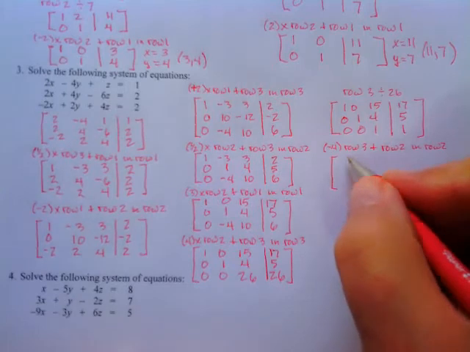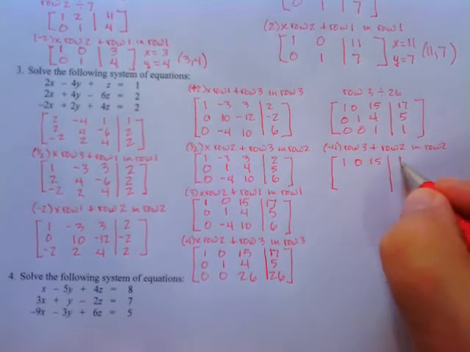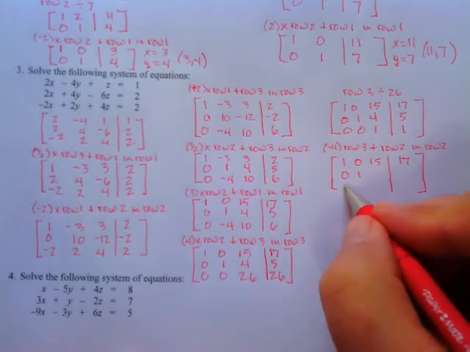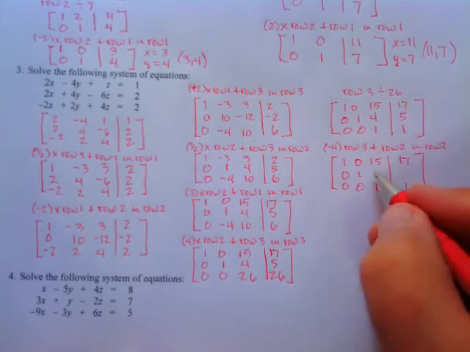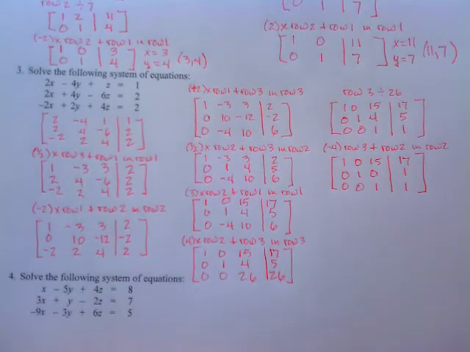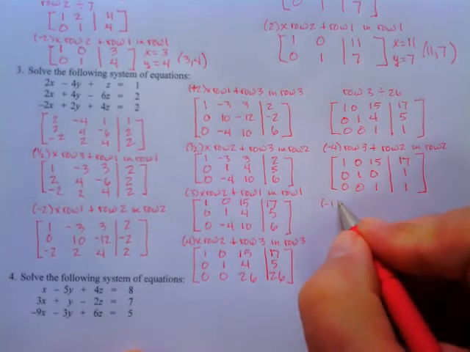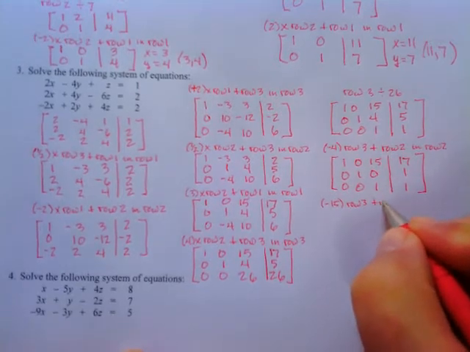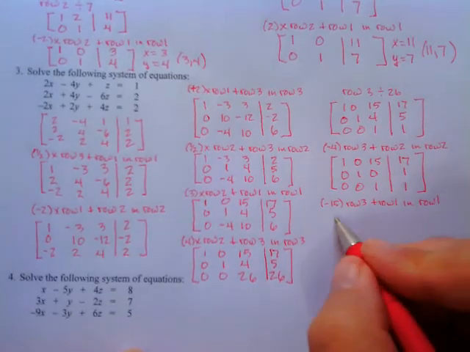So again, this one didn't change at this point. And so 0, 1, 0, 0, 1, 1. And so negative 4 plus 4, that's a 0. Negative 4 plus 5, that's a 1. And now I'm going to take negative 15 times row 3 plus row 1. Put that in row 1.